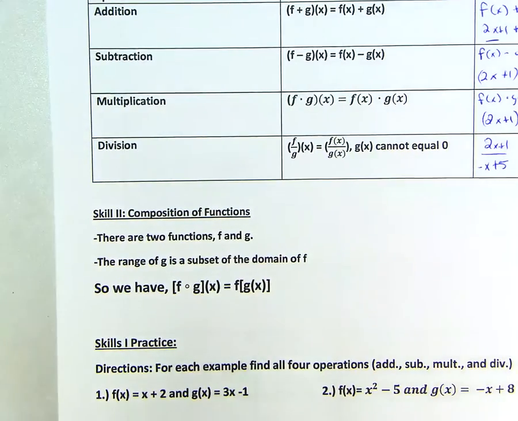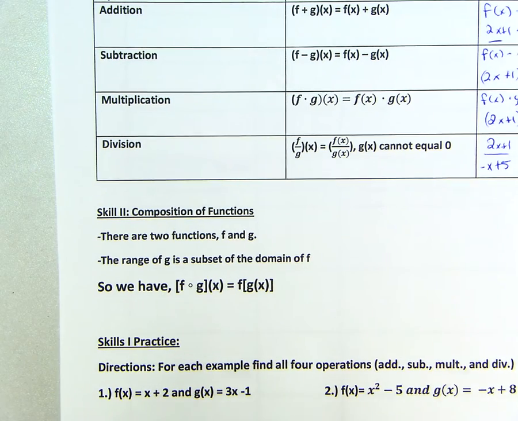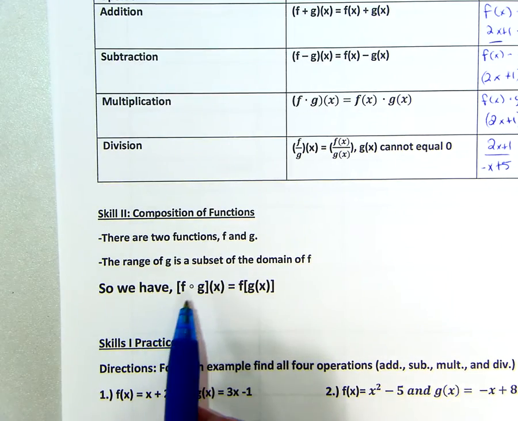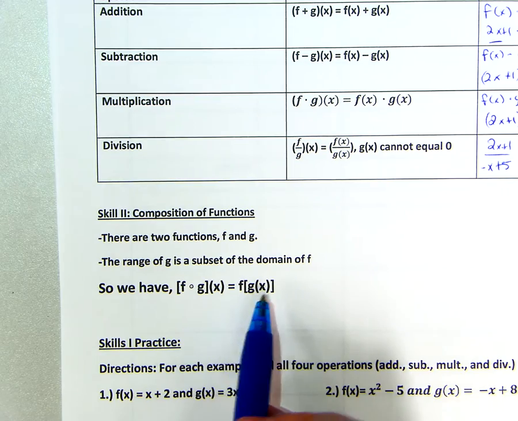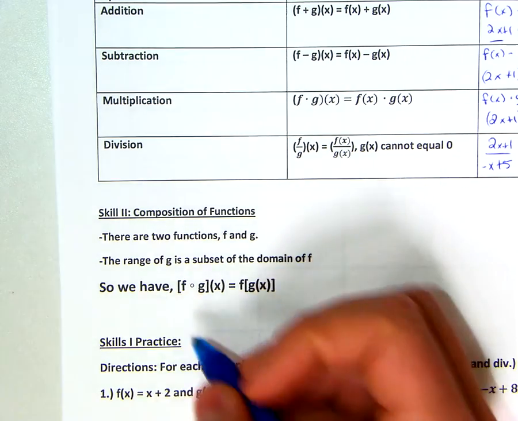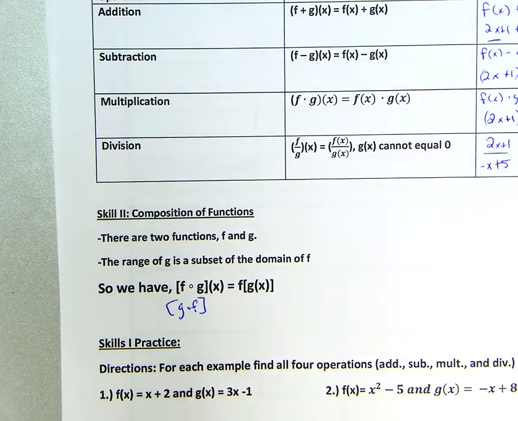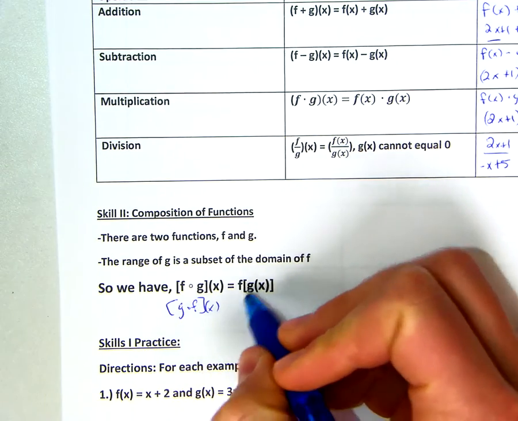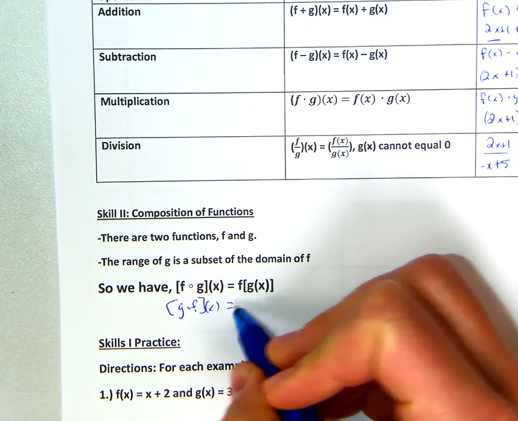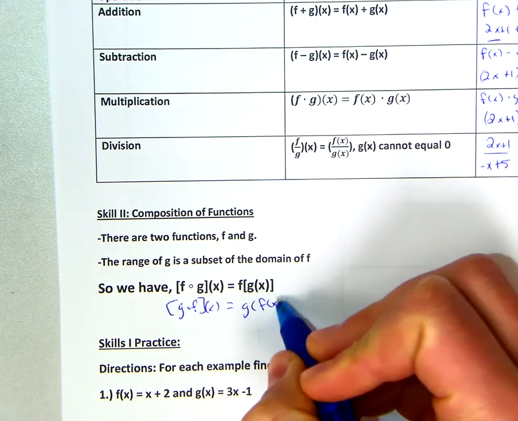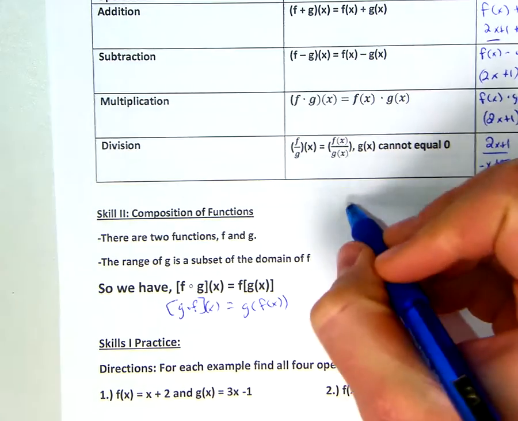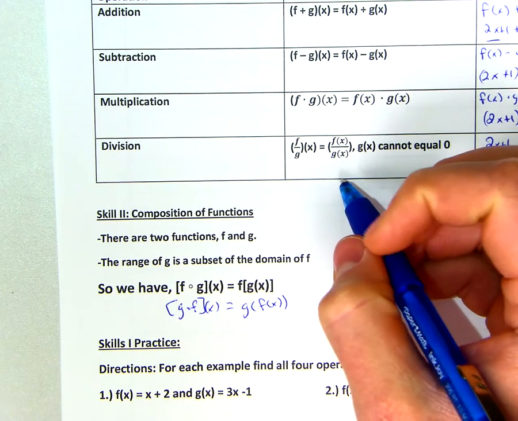The skill 2 now is the composition of functions. So there are two functions here. We have f and g, f of x and g of x. And it's going to look like this: f of g of x, which makes it look like this. This is easier to understand, and it's what I'm going to go off of. But you could also have it the other way, g of f of x, which looks like that.